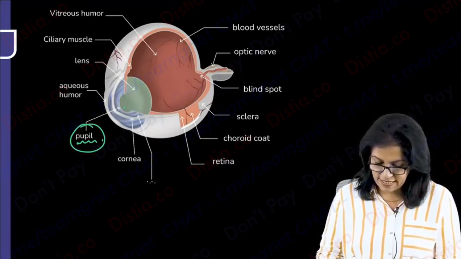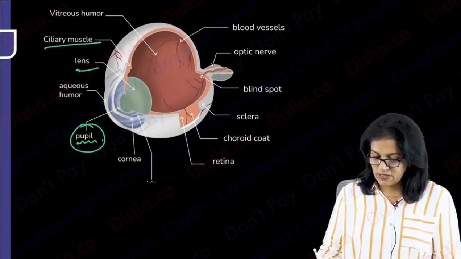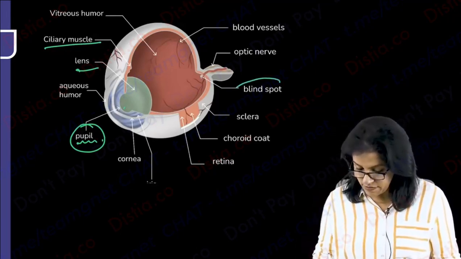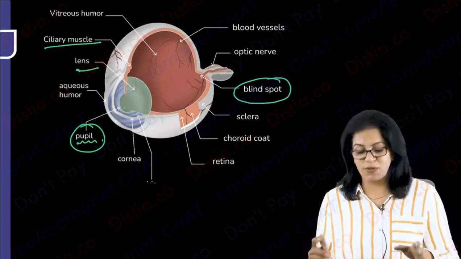Aqueous humor, lens here, ciliary muscles. We know this. So, and yes, I want to point out here, this is not blind. Never, please never label it as blind spot. We will discuss more in your glaucoma.